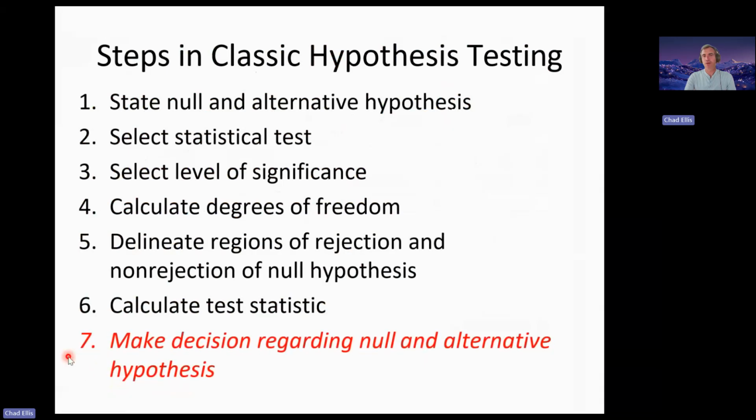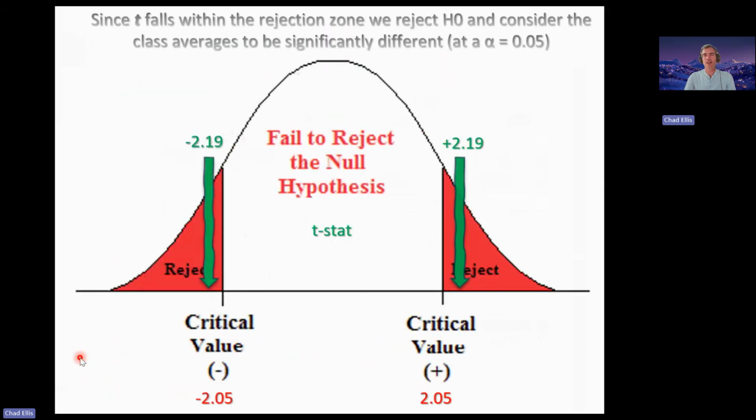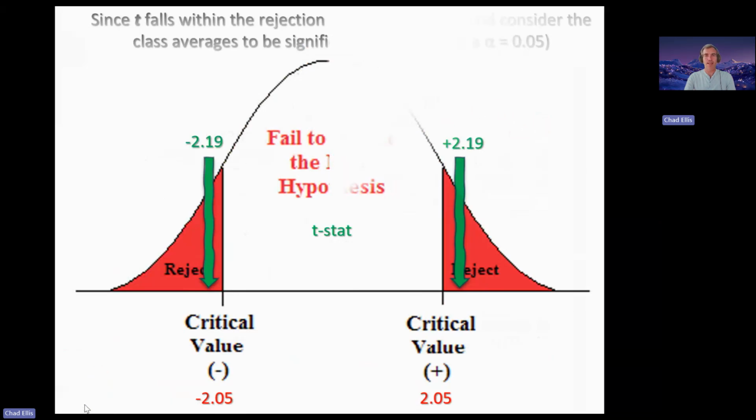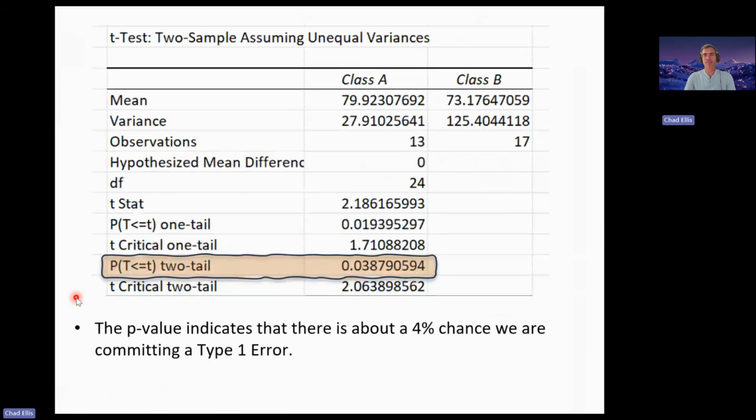So now we can make a decision regarding the null and alternative hypothesis. So as I imagine you already guessed, we're going to decide to reject the null hypothesis at an alpha level of 0.05. So basically this is telling us that the final grades between class A and class B are significantly different at an alpha level of 0.05. We can also look at the p-value that Excel gives us for the two-tailed test. So 0.04. So again, that tells us that there's about a 4% chance that we're committing a false positive type 1 error.